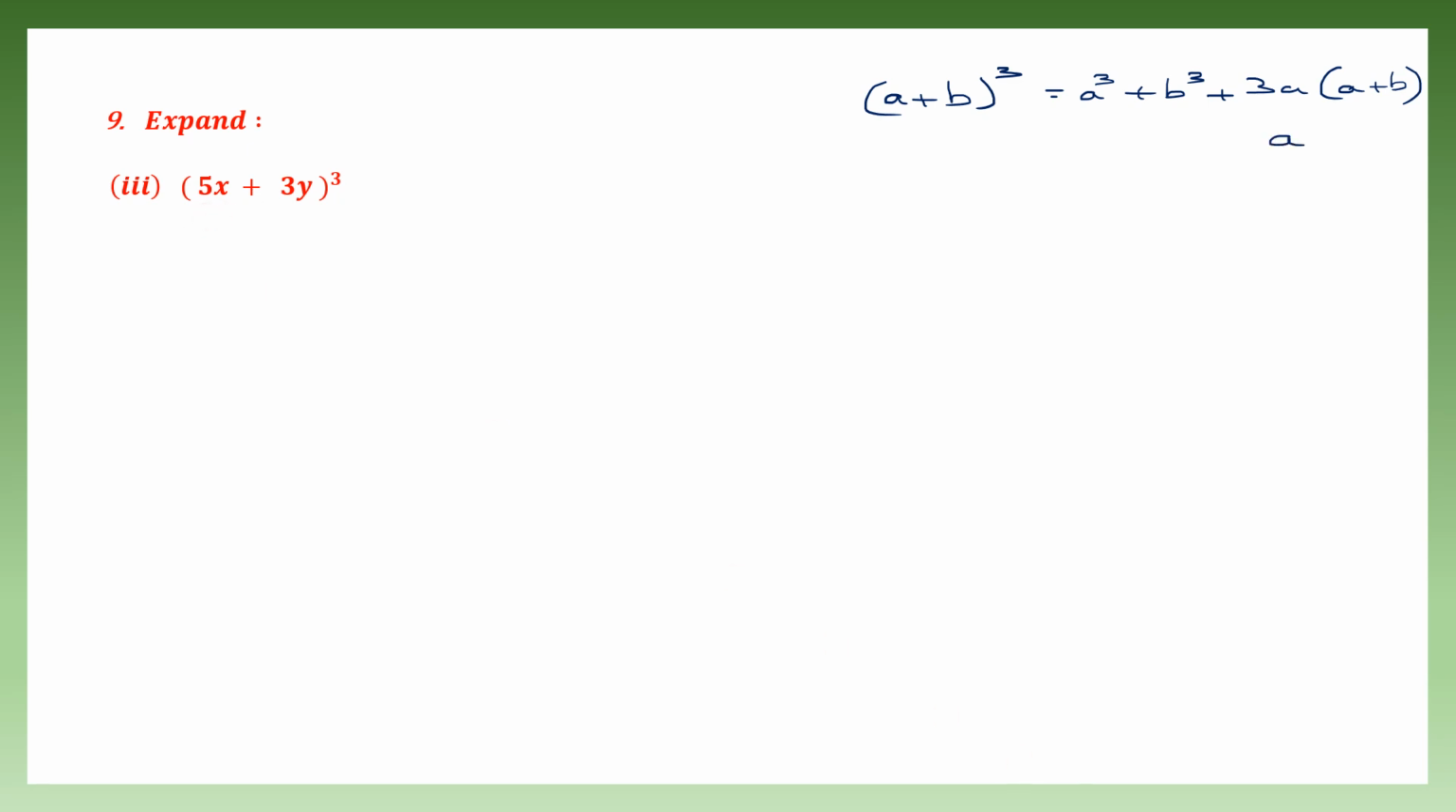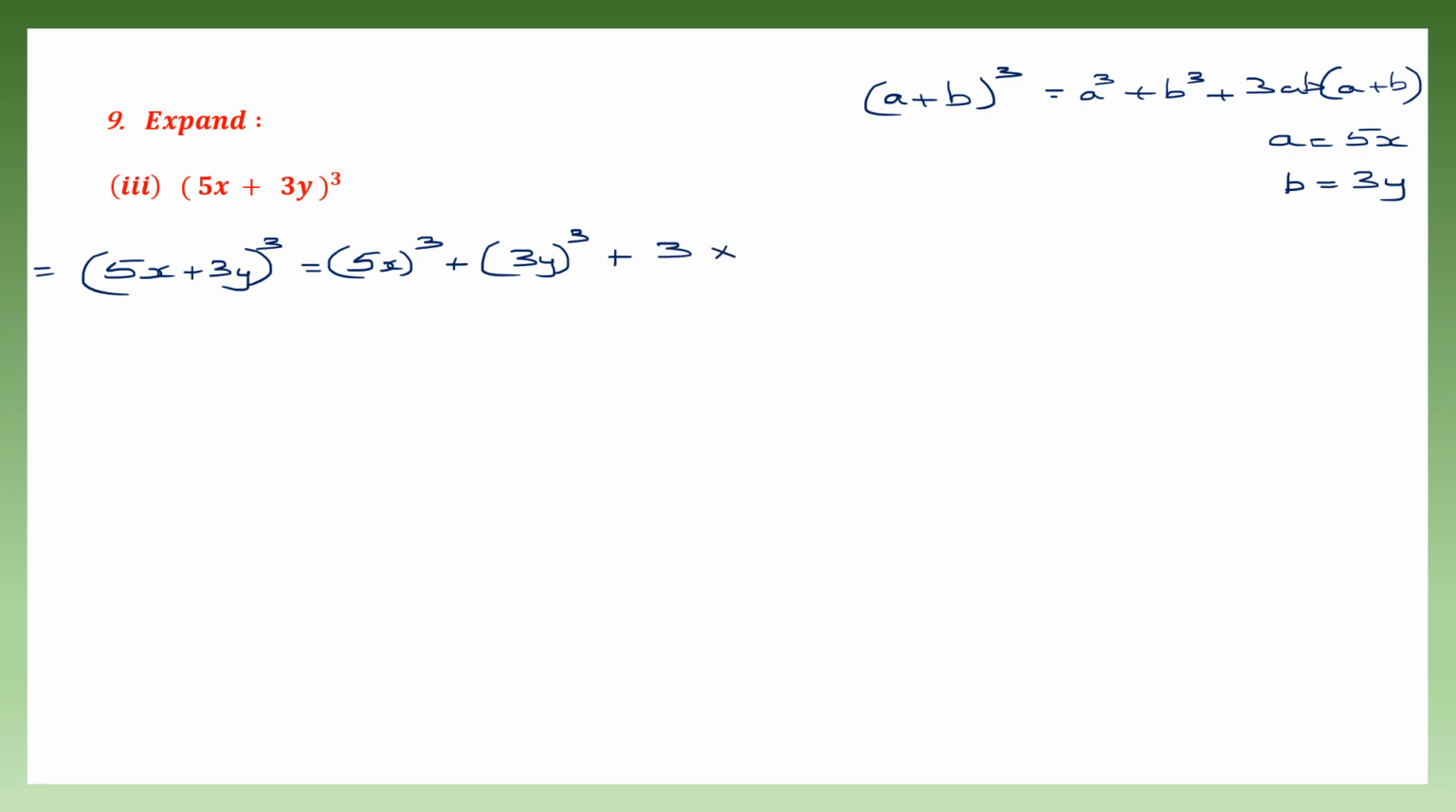So let's write that a is equal to 5x, and b is equal to the second term, which is 3y. So let's apply that formula and do it here. So this is 5x plus 3y the whole cube. So this will be a cube. This is in the form of a plus b the whole cube. So a cube will be 5x the whole cube plus b cube, which is 3y the whole cube, plus 3a, that is 3 into a into b, 3ab.